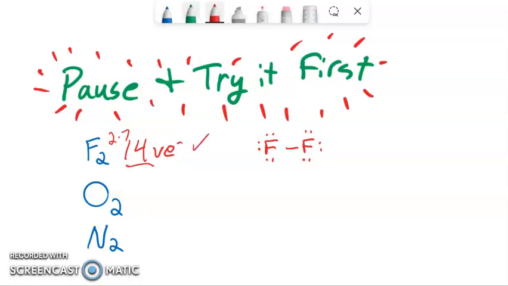And then lastly, we need to check for octets around all the atoms. So there's 8 around that fluorine, and there's 8 around that fluorine. Pause it if you need to and count all those up too, so you can verify that those are 8.